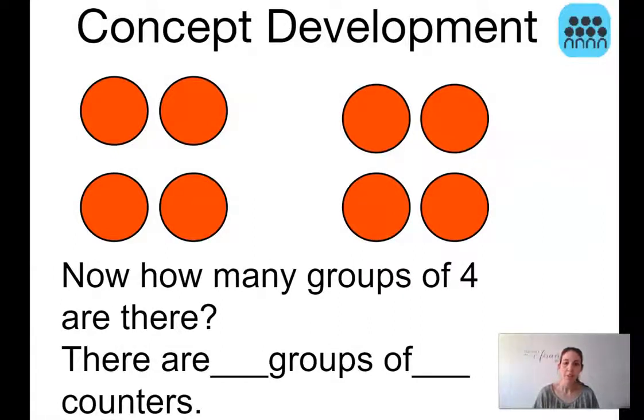How many groups of 4 are there? Well, here's a group of 4. Here's one group of 4. Here is a second group of 4. So I would answer this by saying there are 2 groups of 4 counters.